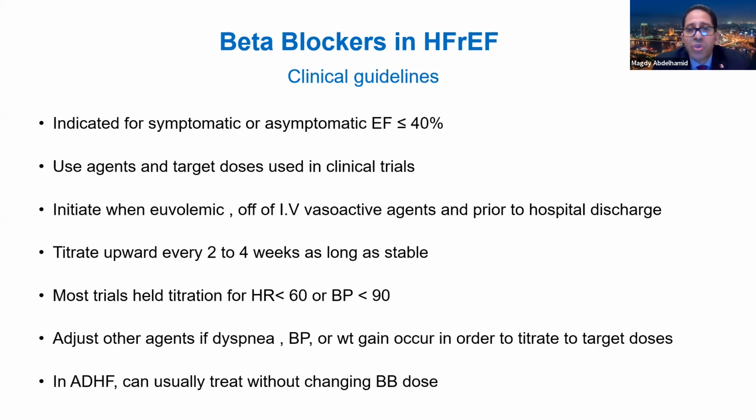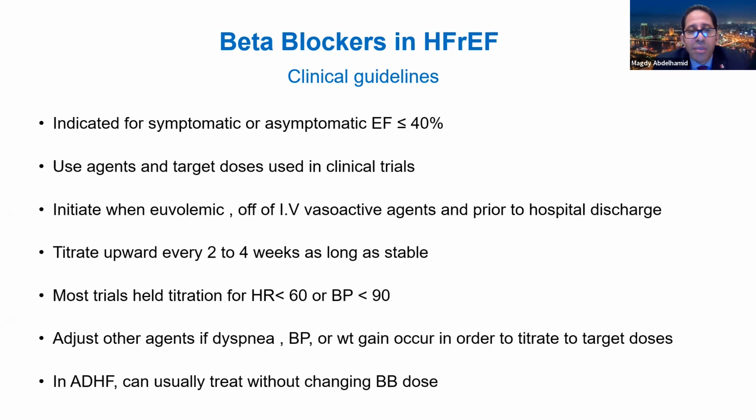Patients should be off intravenous vasoactive agents, and it's preferred to start the drug in hospital in patients hospitalized for acute decompensated heart failure to test the tolerance of the drug, then titration every 2 to 4 weeks, as long as the patient is stable. So you have to monitor your patients clinically for evidence of congestion, and you have to monitor blood pressure and heart rate to avoid the risk of bradycardia, and weight gain in patients having decompensated heart failure.